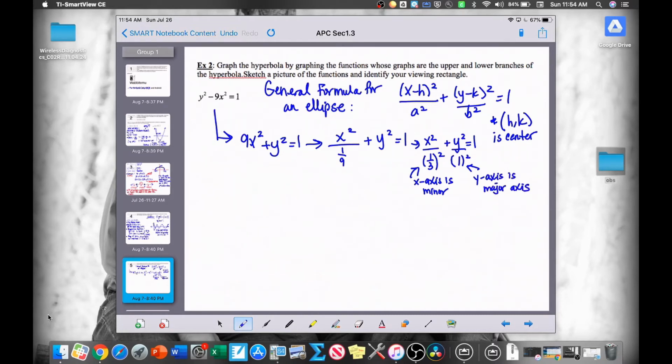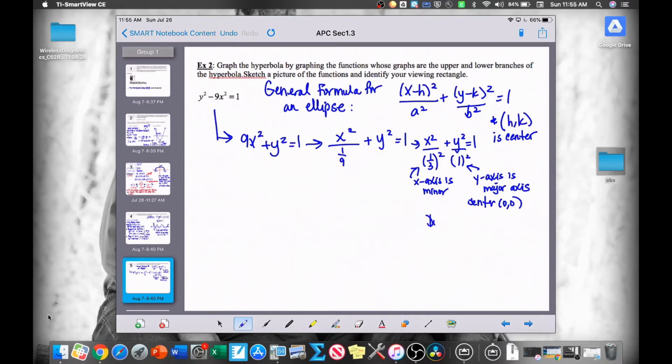So if you can picture an ellipse that looks like an egg shape, and it's standing up. The egg is standing up, it's not laying down. It has its center at 0, 0 because it's not x minus something or y minus something. So you can picture that egg-shaped ellipse with its center at 0, 0 standing up, and it's taller from top to bottom and shorter from left to right. So that's what we have going on here.